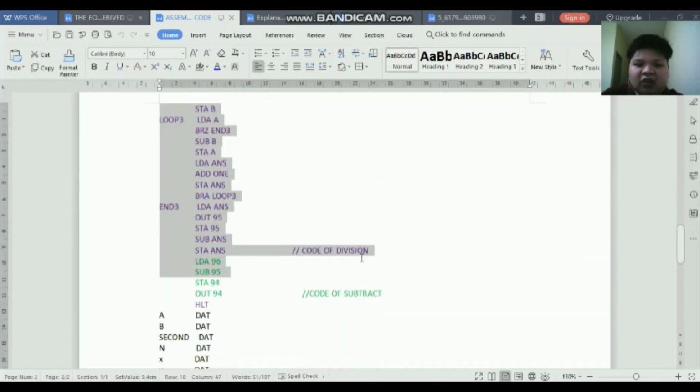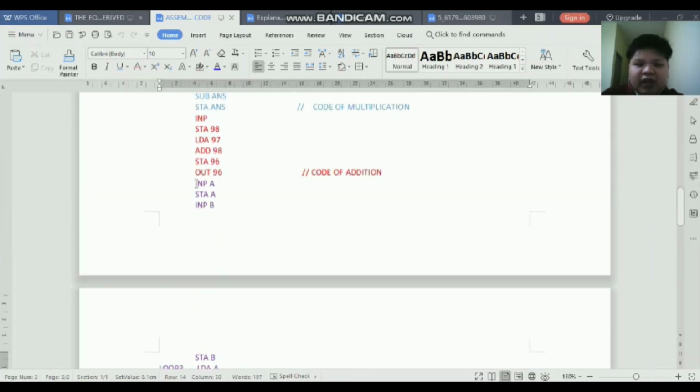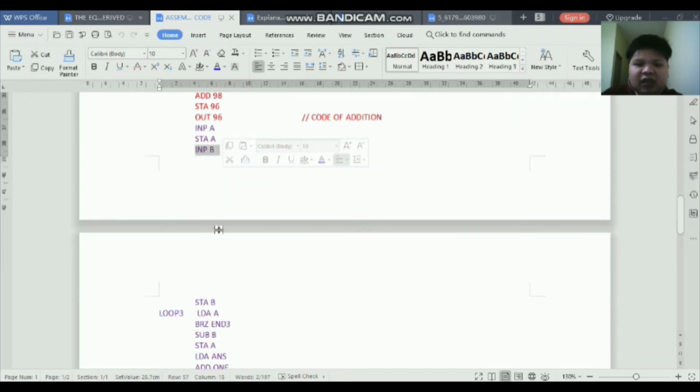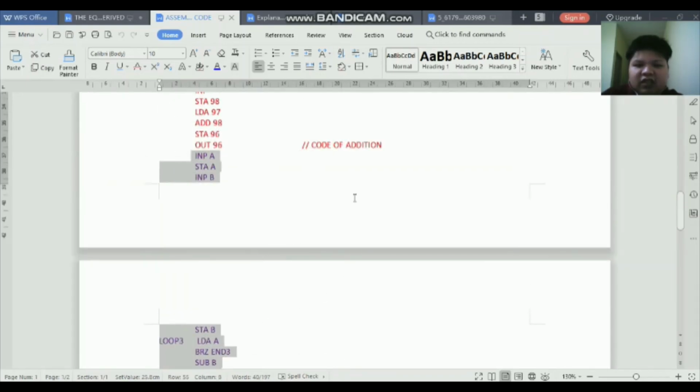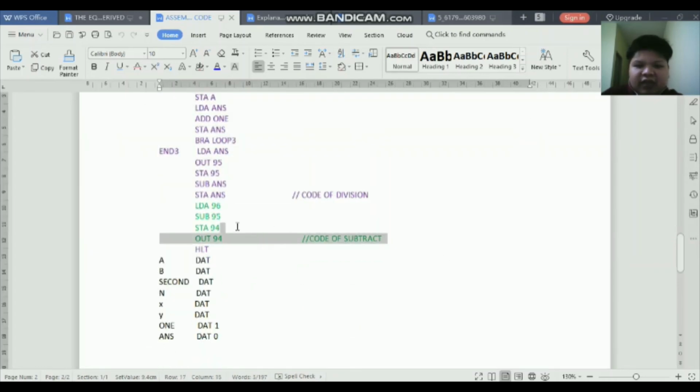And the next code is the code of division. This division is for e divided by f. Input a is stored in a, and input a is our e value. We enter the input value e, and input b is our input f. We just enter the f value. After we use this code for e divided by f, this is our last code, the code for the subtraction.